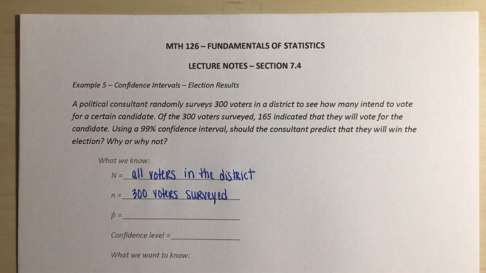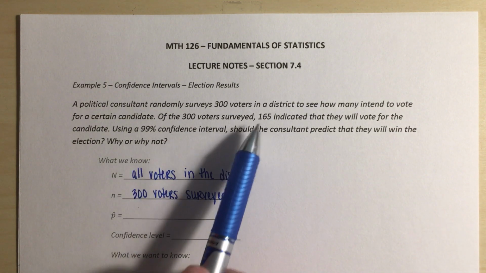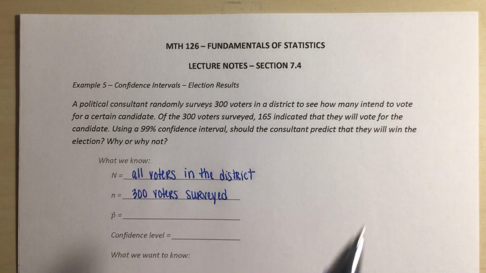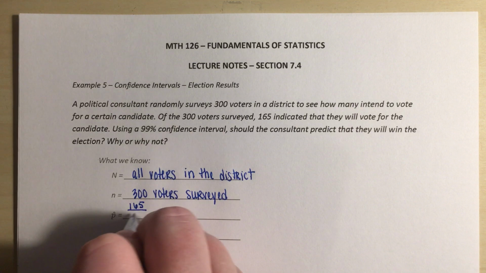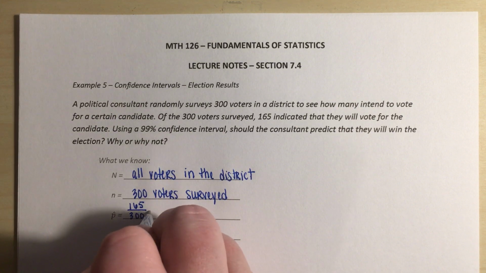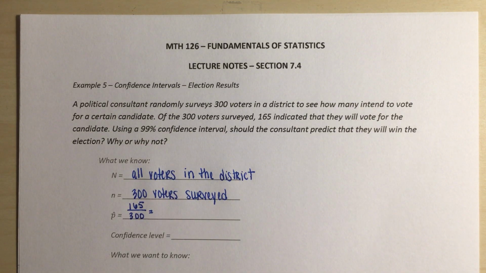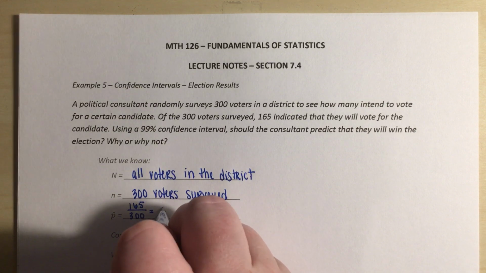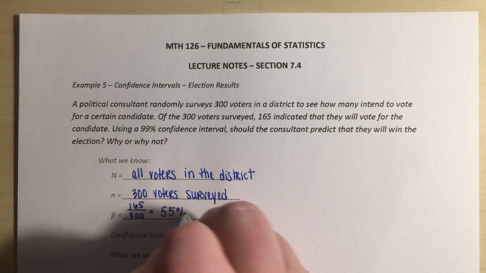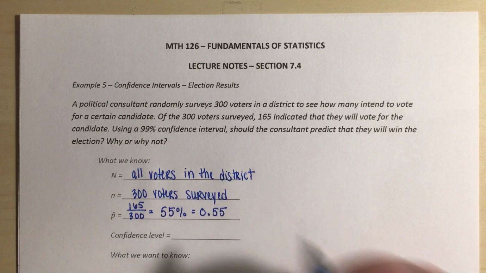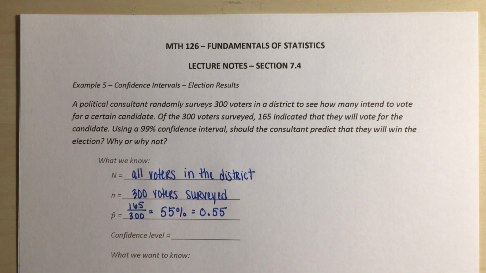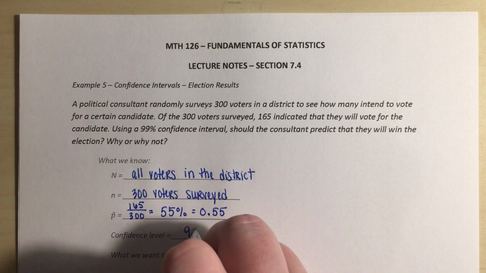Our p hat. Notice that we're not actually given a percentage in this case. In this case, we're given 165 out of 300. So our p hat we can actually find by dividing those two different numbers. 165 out of 300 gives us 55%, or 0.55. Our confidence level this time we're told to use is 99%.